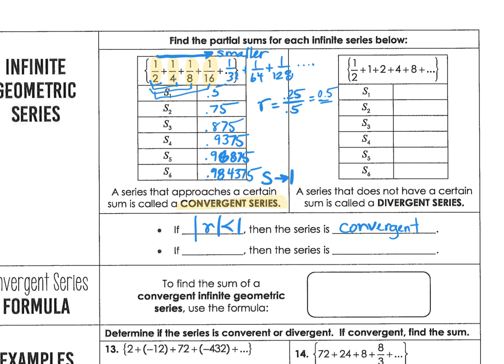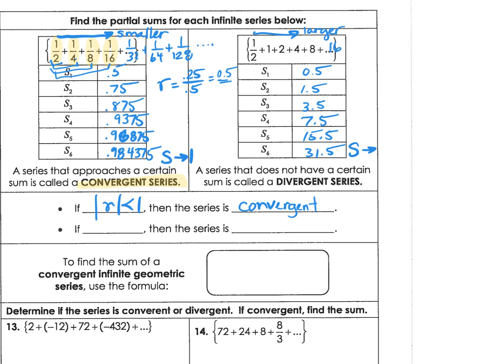The other series, what's happening to the terms? Yes, they're getting larger, which means that when we keep adding, the number's just going to continue to grow. So we've got 0.5, 1.5, 3.5, 7.5. Now we're going to add 8 to it, 15.5, and so on. And add 16, we get 31.5. So where do we see the sum of this thing going? If we add an infinite number of terms, what's the answer going to be? Yeah, positive infinity. The sum is going to be infinity.